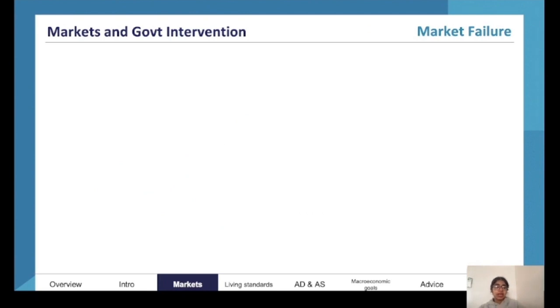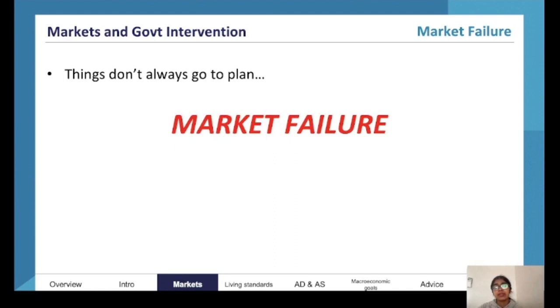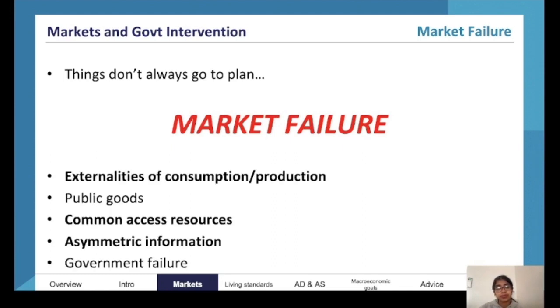Okay, so now let's talk about market failure. Market failure is all about how markets might not allocate resources in a way that maximizes society's living standards. So things don't always go to plan in a free market, and that gives us market failure. So this is pretty much when the market fails to allocate resources in a way that maximizes living standards. Simple as that, that is the definition of market failure.